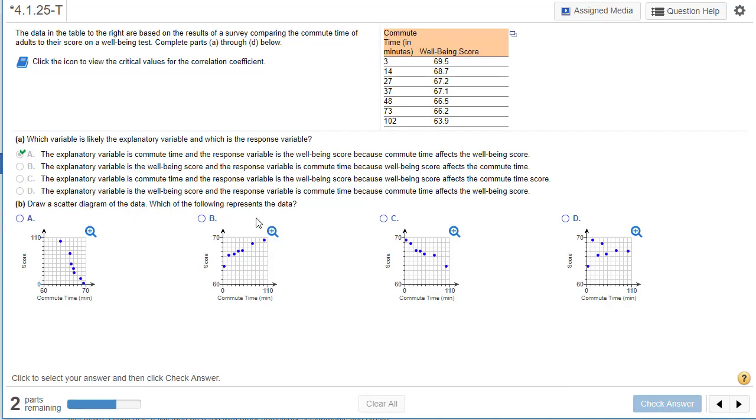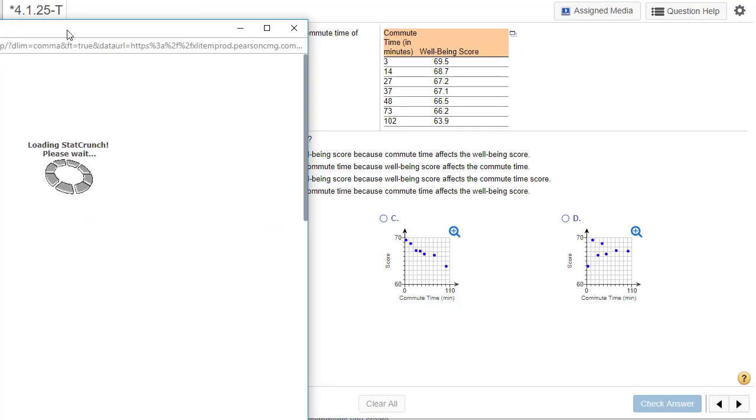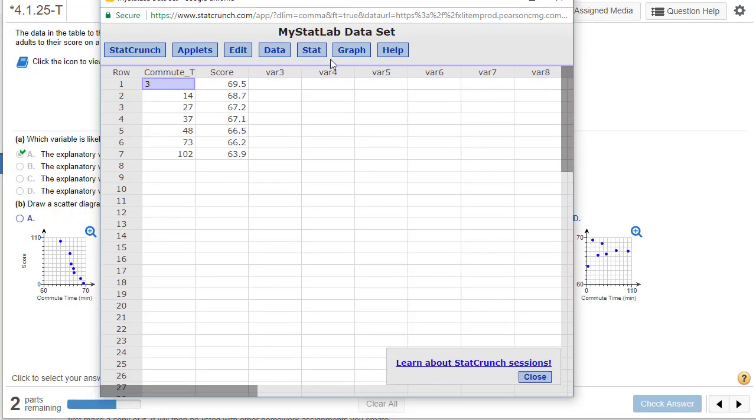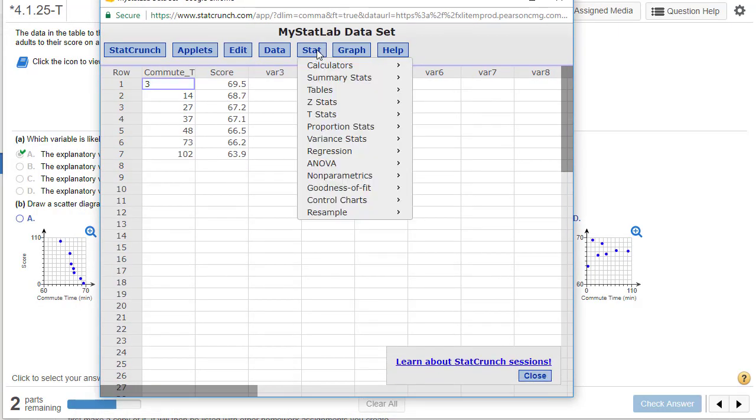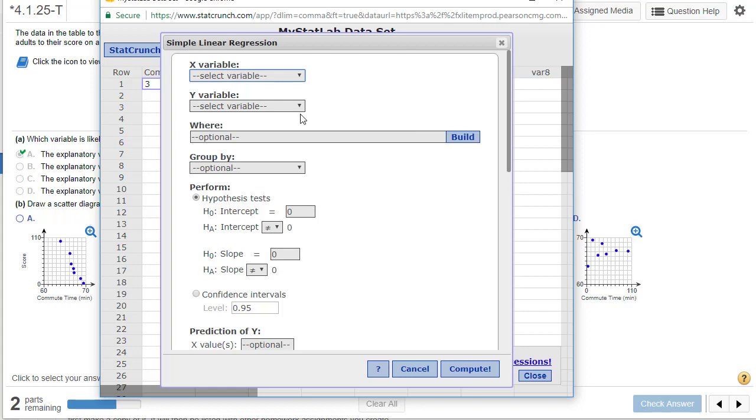Okay, draw a scatter plot. Now we could do this sort of by hand and kind of look at the observations. Let's go ahead and just use StatCrunch. I got a feeling I'm going to be crunching out a correlation coefficient. So let's go ahead and run a regression on this. It's a simple linear regression.